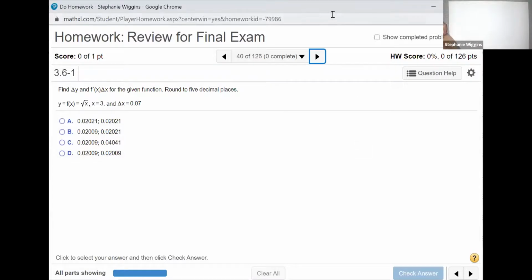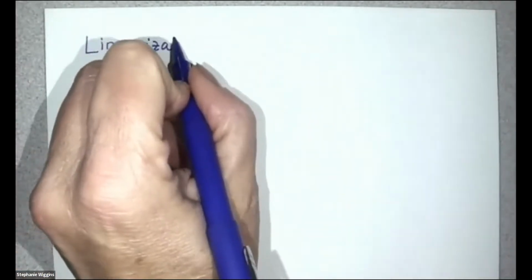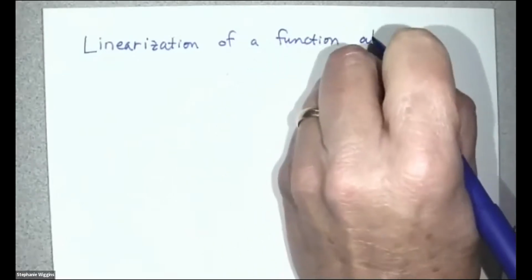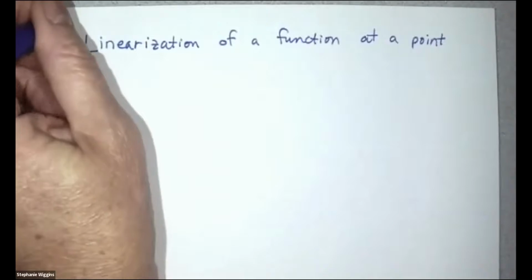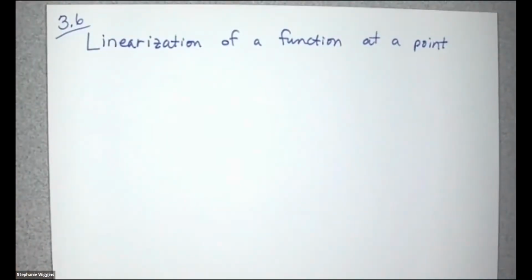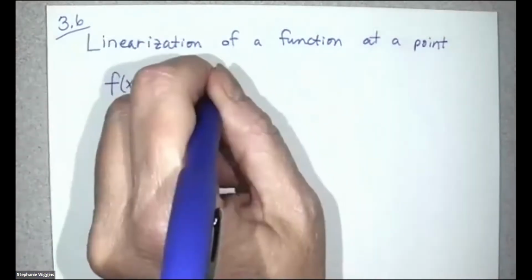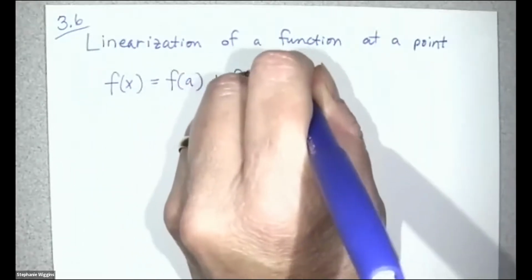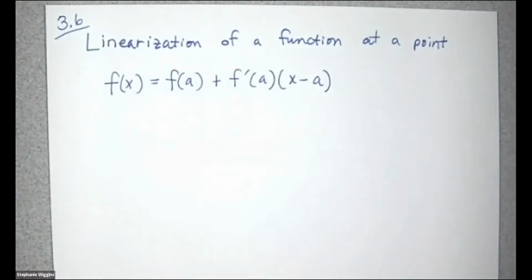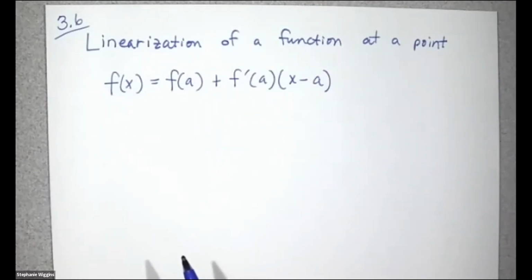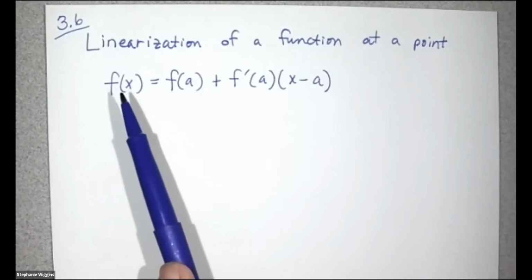So you don't have to memorize them. This is 3.6. Basically you just need a function and a point a, and as long as x is near a, it will give you a good approximation for your function f of x.